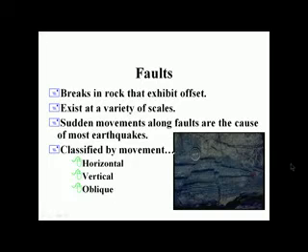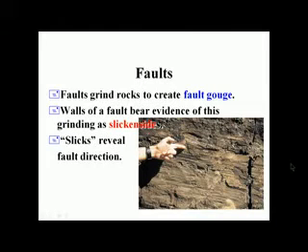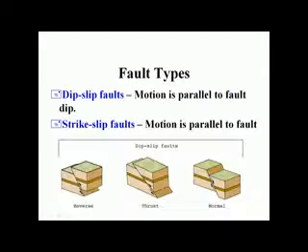One of the first is horizontal, the second is vertical, the third one is oblique. There are two major fault types. Number one is dip slip faults. Normally the motion is parallel to the fault dip. And the second one, strike slip faults. The motion is parallel to the fault strike.